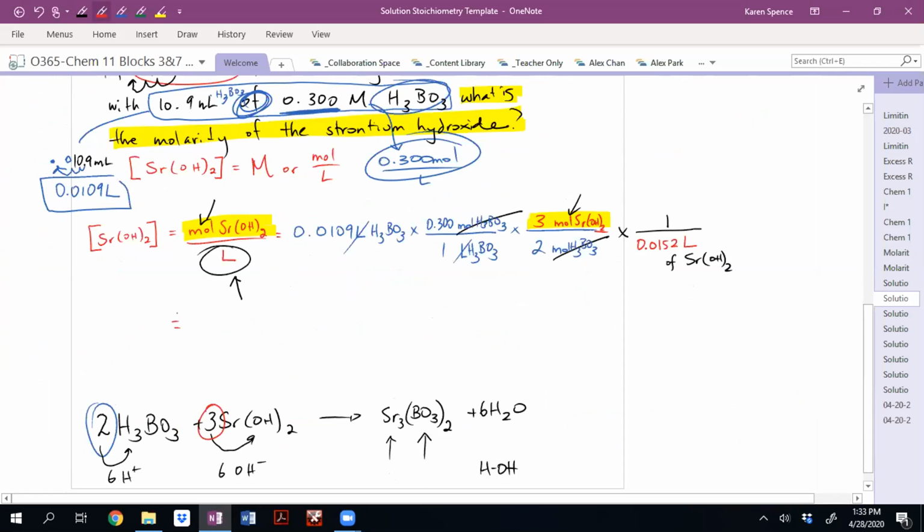So take that and chuck it into the calculator. We have 0.0109 times 0.3 times 3 divided by 2 divided by 0.0152 equals 0.333, and our unit, all we have left is the moles and the liters. So that is moles per liter. Is that what we wanted? Yes, it is. We wanted to have moles per liter.